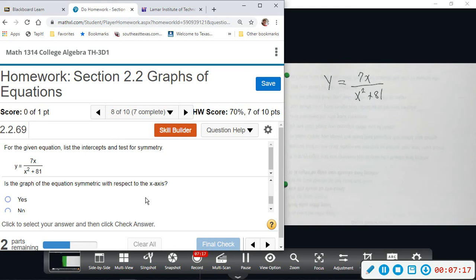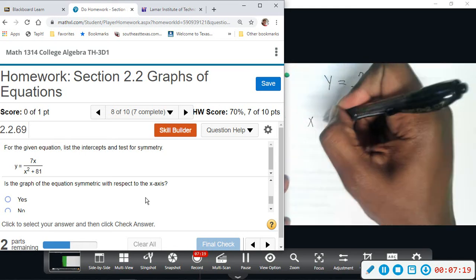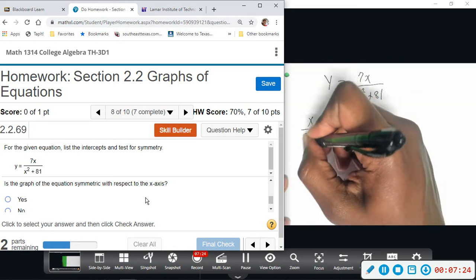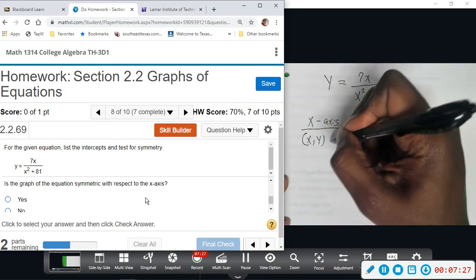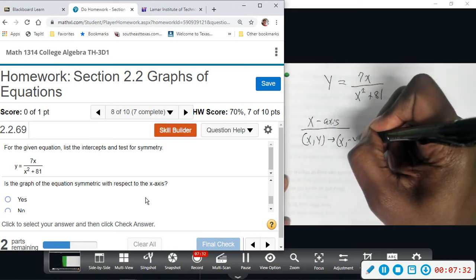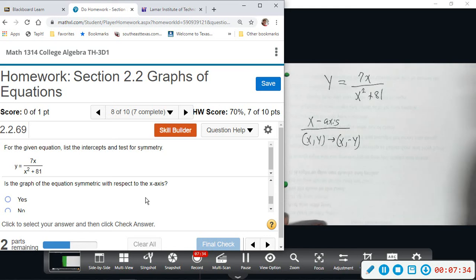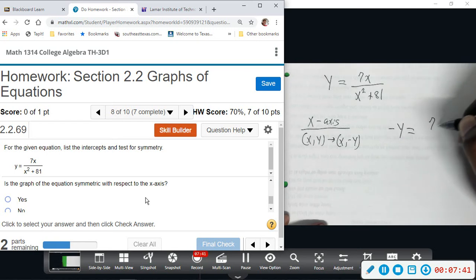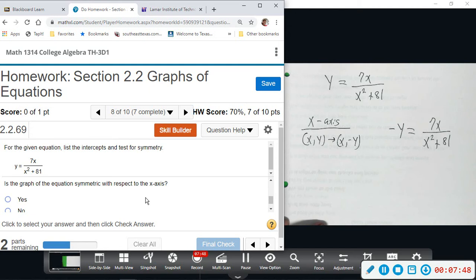Alright, so x-axis. X-axis says make the y value negative. See if we get the same thing. Alright, so I'm going to make y negative. So I'm going to have a negative y equals 7x over x squared plus 81. Now, for all intents and purposes, you never want to leave y negative. You always want to fix it.